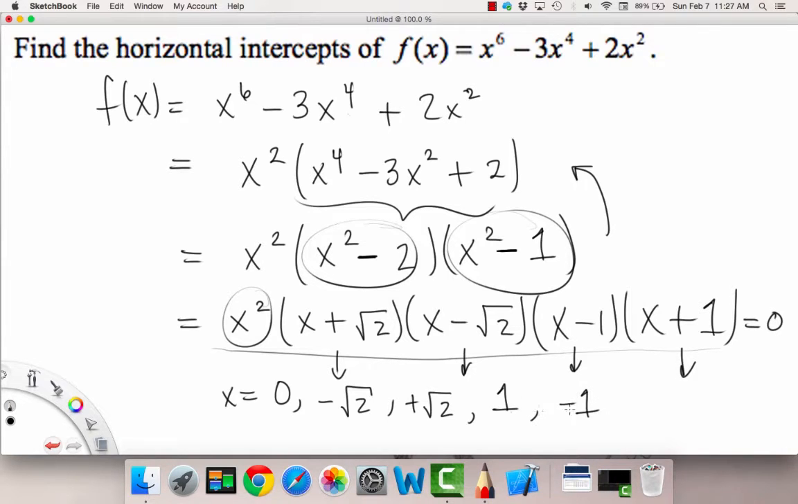Okay, so see here how we got 5 different roots or zeros or horizontal intercepts. So just a tip, horizontal intercepts are often referred to as zeros, or roots or solutions. But anyways, these are the common terms that all mean the same thing.